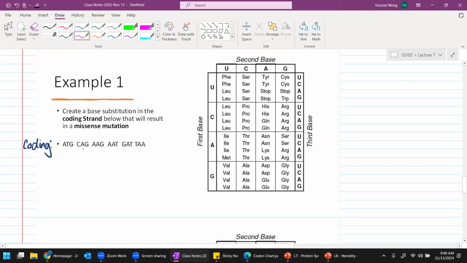So, for example, let's take a look at this one here. This is CAG, and this is coding. So what would the mRNA be? Do I copy or do I do base pairing?